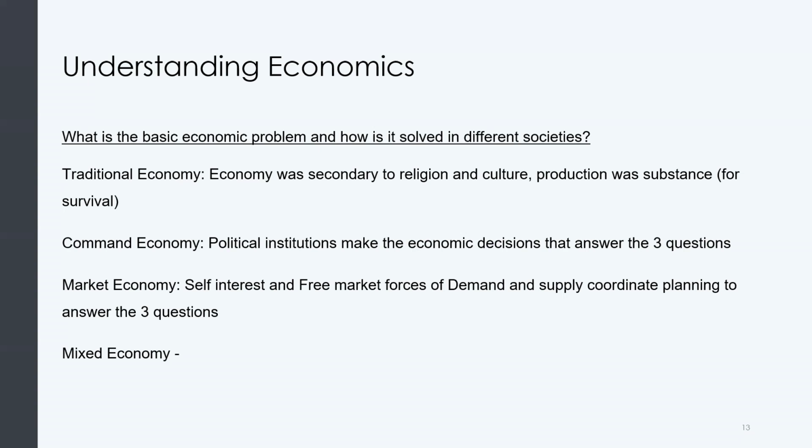There is a central planning authority, typical exam question. There is a central planning authority in a command economy that will decide what should be produced, how it should be produced, and how it's going to be distributed, usually through rationing.